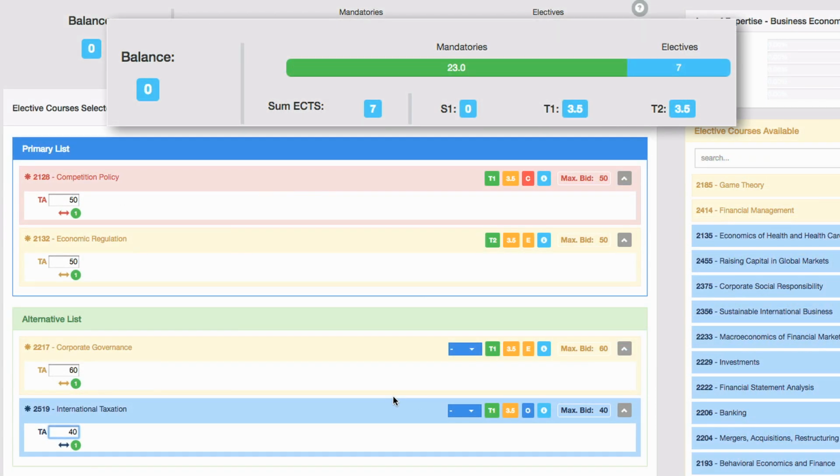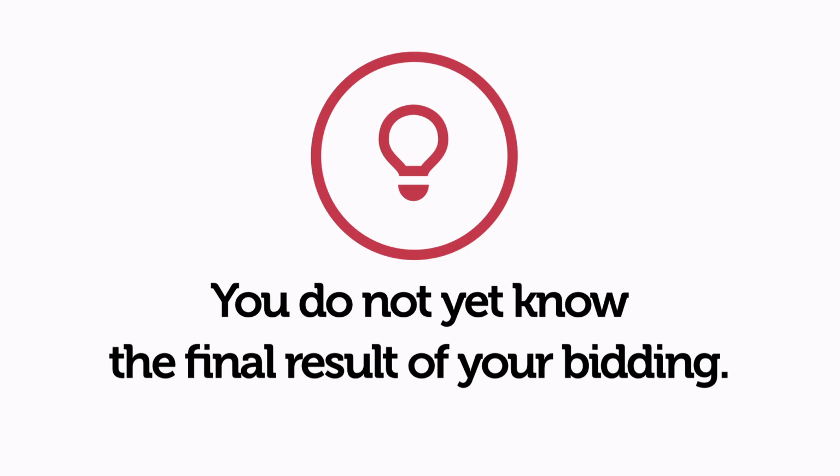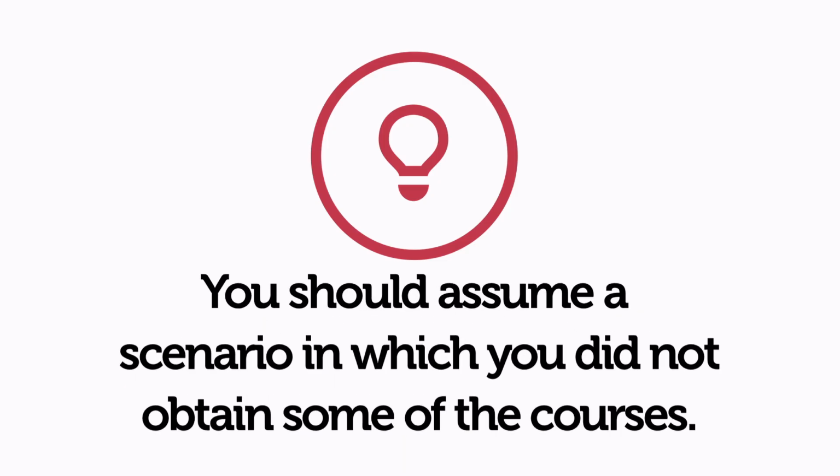The way the calculation goes is like this. If you can't get all of the courses indicated on the primary list, the system will look at your options in the alternative list and the points you assign there. Since while you're bidding you don't yet know the final result of your bidding, you should just assume a scenario in which you did not obtain some of the courses.